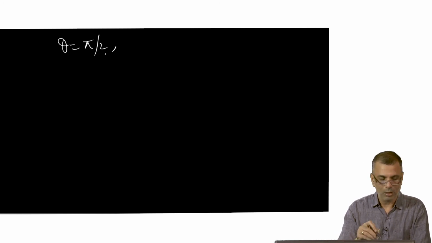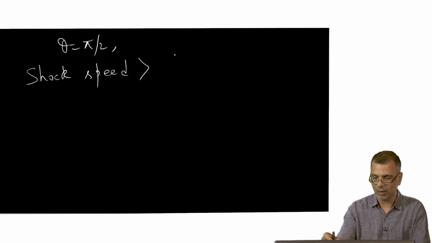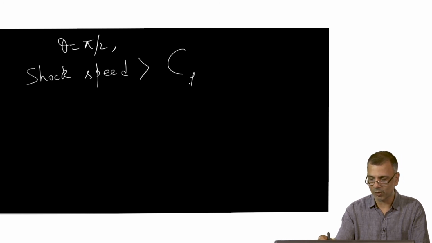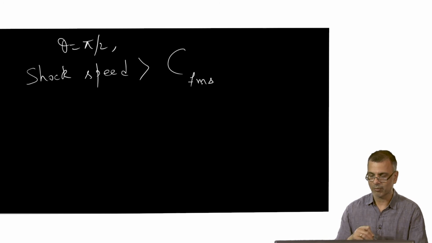The other thing, of course, is that the shock speed for theta equals pi over 2 exceeds, should be greater than, the fast magnetosonic speed.